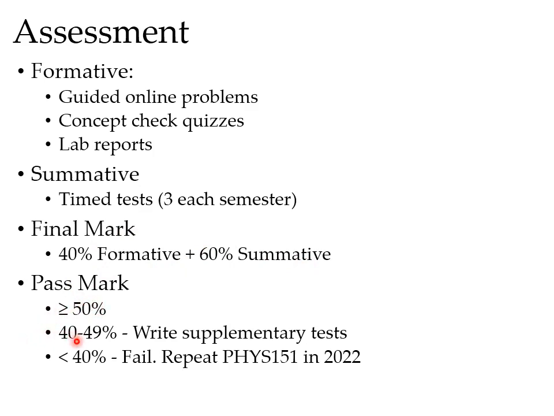If it is between 40 and 49%, then you will need to write supplementary tests to make your mark at least equal to 50%. If you get less than 40%, then it is a fail. It is also a fail if you write a supplementary test and fail to get 50%. What this means is you have to repeat the mainstream equivalent of the module in 2022. So make sure you work hard so that you avoid delaying your graduation by repeating modules.